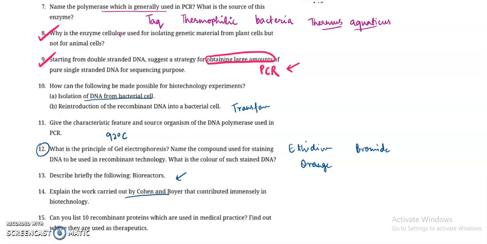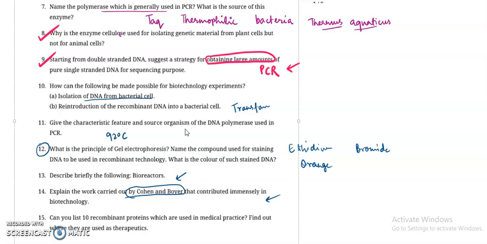Question number 14 is, what was the experiment of Cohen and Boyer? You remember it is given on the second page of chapter number 11. So for this also I'll be sharing a link in the i button. You should know how they progressed with their experiments. This is one of the NCERT questions which is overlooked by many of the students.